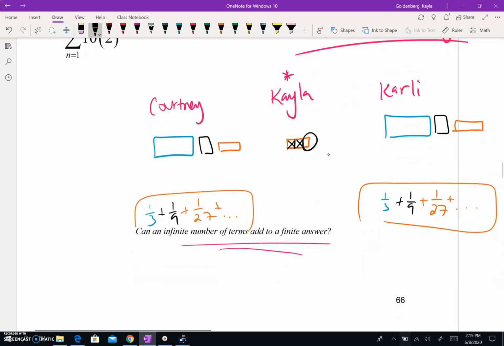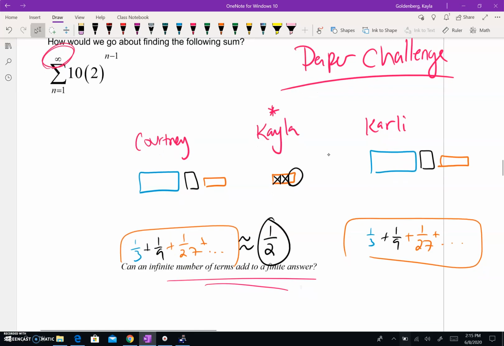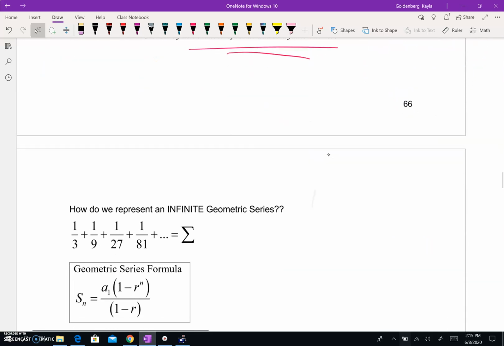You guessed it, it's approximately a half. Carly and Courtney are getting really close to a half of the original piece of paper, because as I go on and on forever, the amount that I have left that I'm cutting into 3 equal pieces is getting really, really tiny. So it's an interesting concept that as I keep doing that, it's going to get closer and closer to a half. So that's one way that you can think about why it's possible.